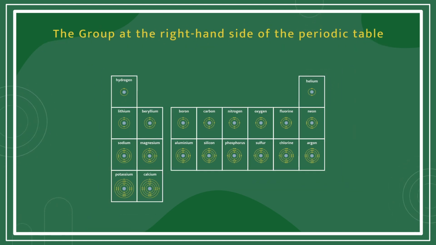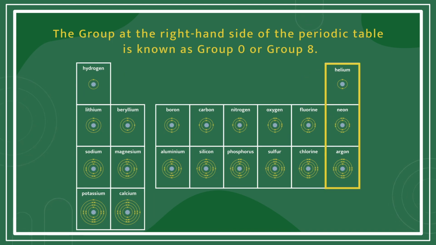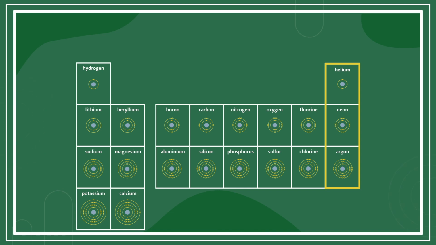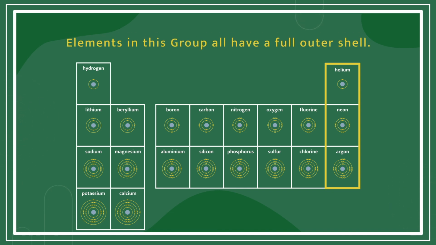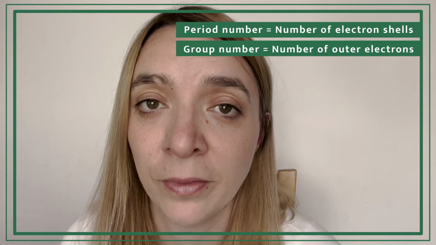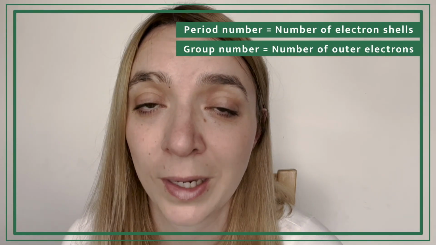The group of elements on the furthest right-hand side of the periodic table is known as group 0 or group 8. And you can use both. Elements in this group all have a full outer shell. Being familiar with these patterns will be really useful when trying to quickly locate elements in an exam situation.